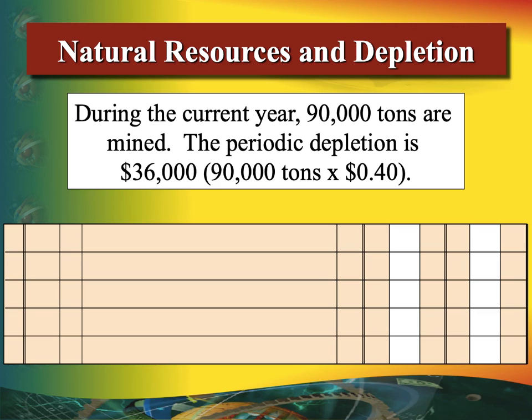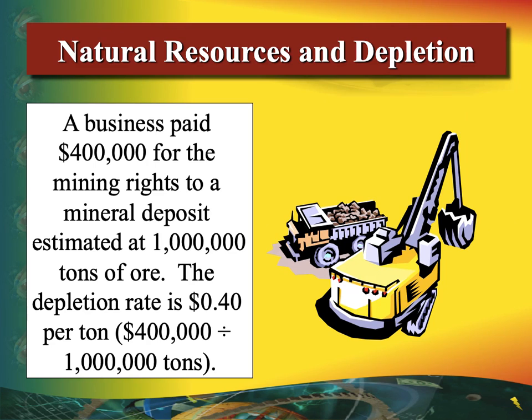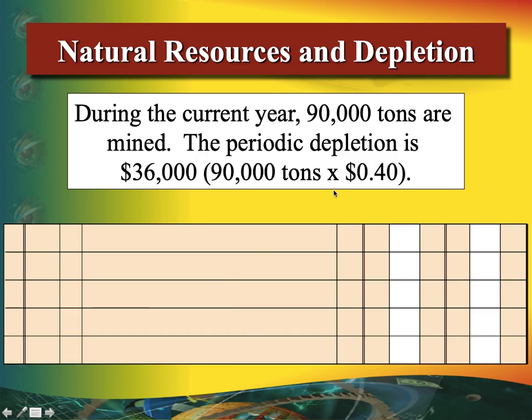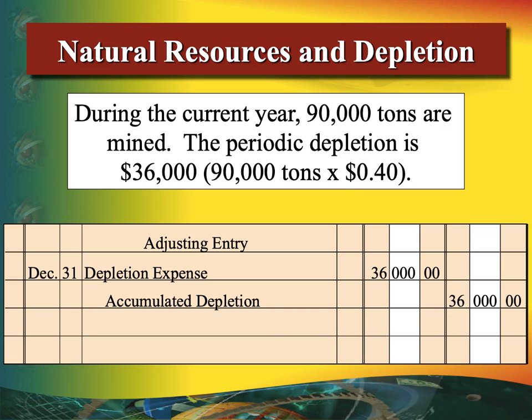And then during the current year, 90,000 tons are mined. The periodic depletion is 36,000, because we already know that the depletion rate is $0.4. So it's simply 90,000 tons here multiplied by 0.4. And here's the journal. Depletion expense, and the credit side is accumulated depletion. So it's almost the same as depreciation, but depletion is for natural resources. Okay?